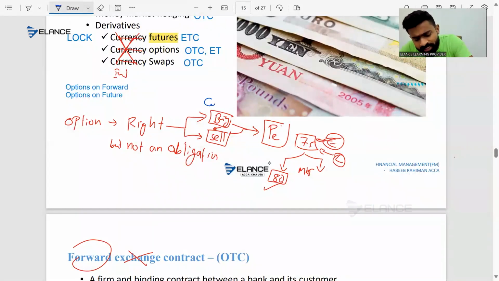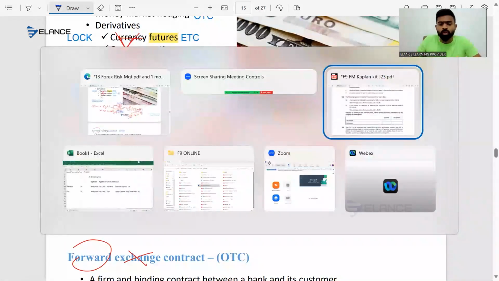The right to buy is said to be a call option. And the right to sell is said to be what option? If anybody knows, could you please comment? There are two types of options, call option and put option. Okay, fine. Based on this, we are going to solve one example.